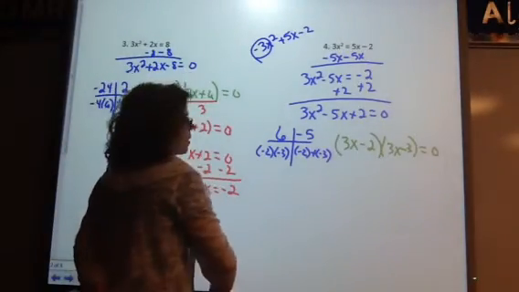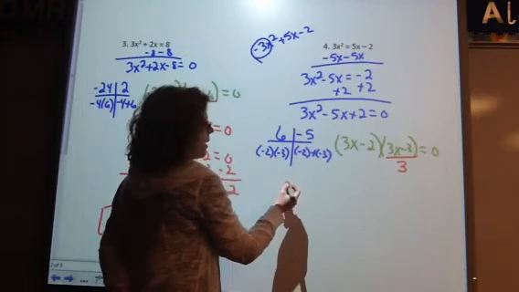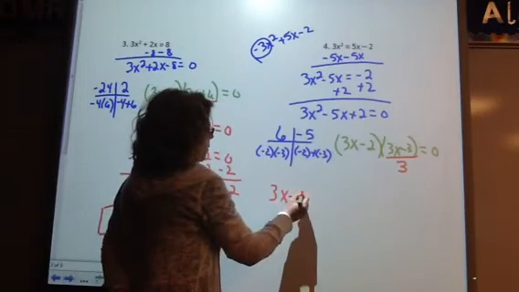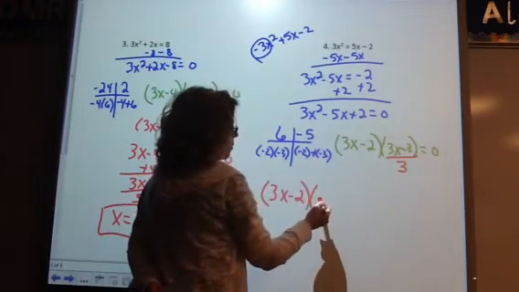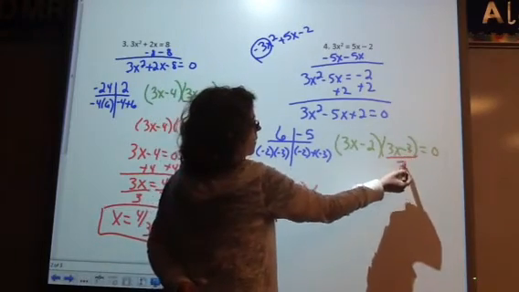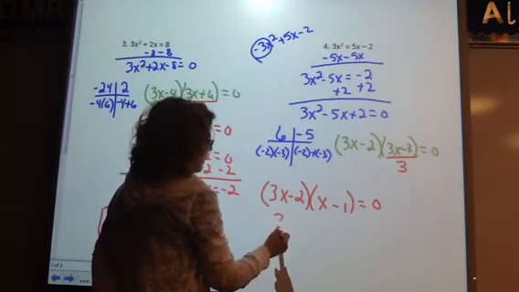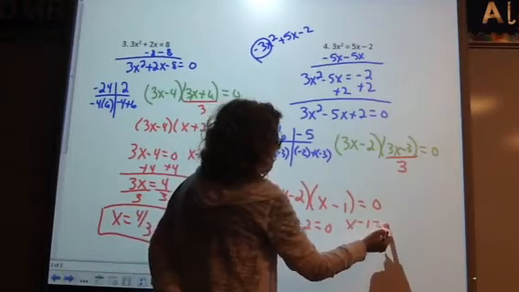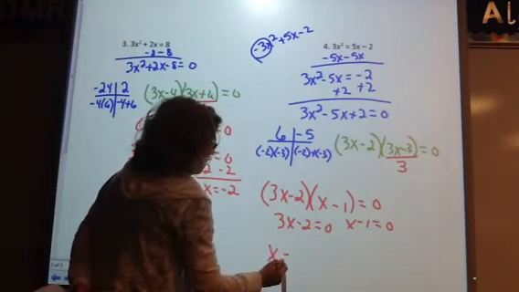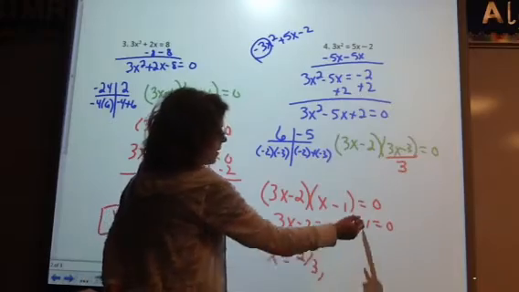All right, so we can simplify this one. I'm going to move it over here. So now bring down your first binomial. Our second binomial, 3 divided by 3 is 1, so we have x. 3 divided by 3 is 1. Set each binomial equal to 0 by using our 0 property. And then solve for x. Add 2, divide by 3, add 1.